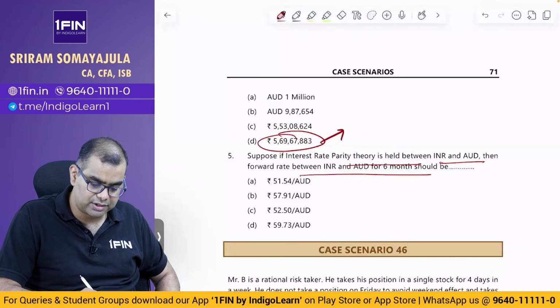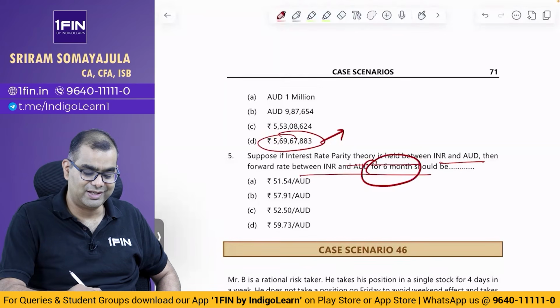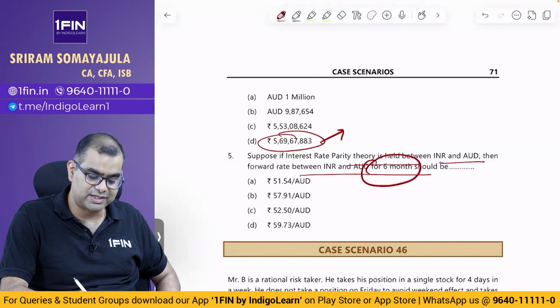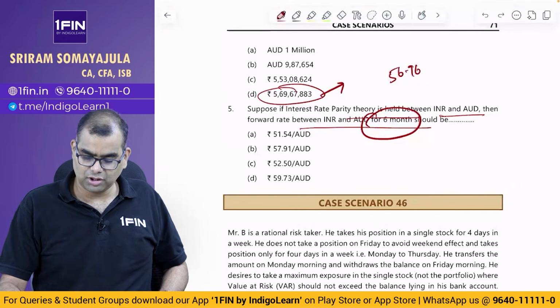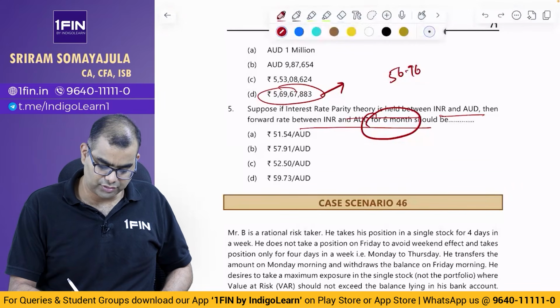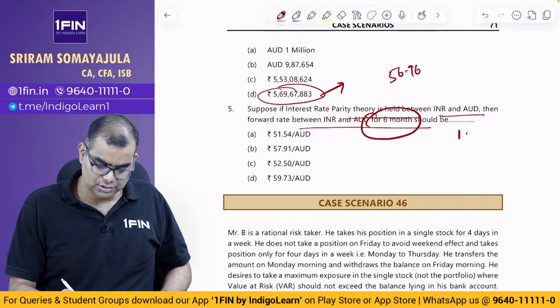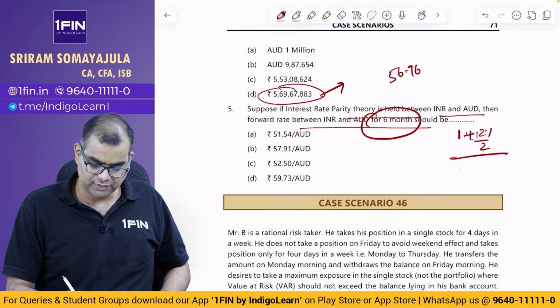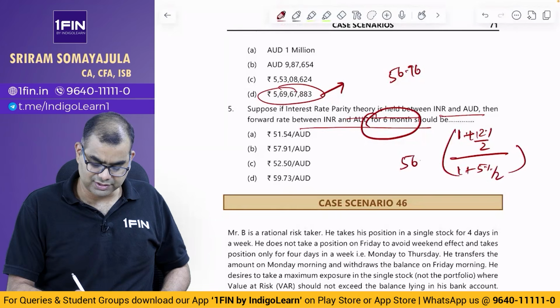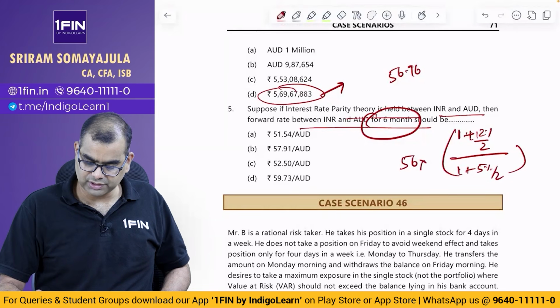56.967. Achha, for 6 months, see, be very careful. I had asked the question for 3 months. 3 months rate is 56.96. So, how do you do this? You do this as 1 plus 12% by 2, whole, by 1 plus 5% by 2, whole thing into 56. So, 56 into 1.06 divided by 1.025 is 57.91.